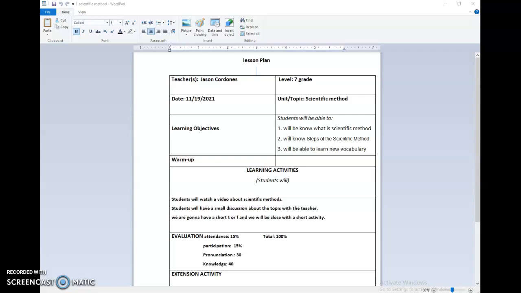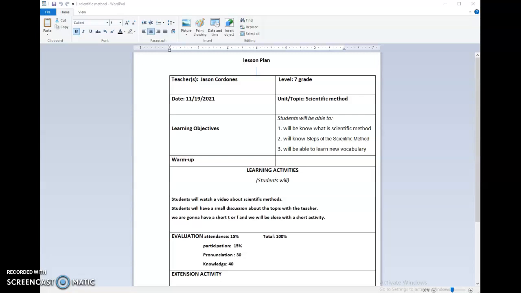So in the final part, we're going to have a short true or false activity. We will close with a short activity. We can use an app in this case, with 10 questions. Pretty simple questions, but pretty tricky as well, when the students have to rely on their listening, if they really paid attention to the topic.